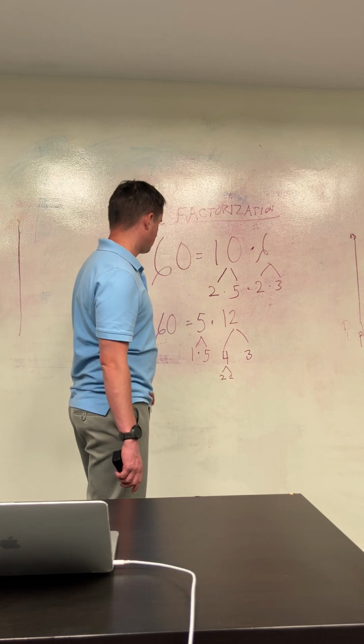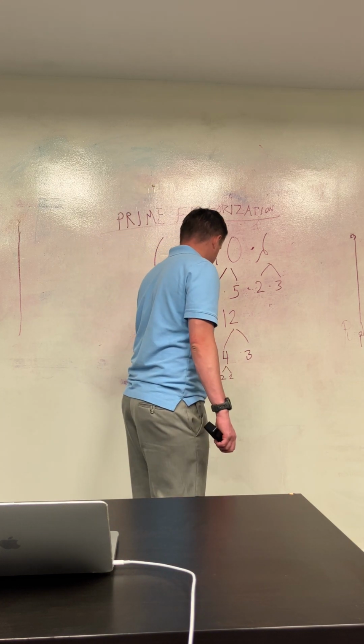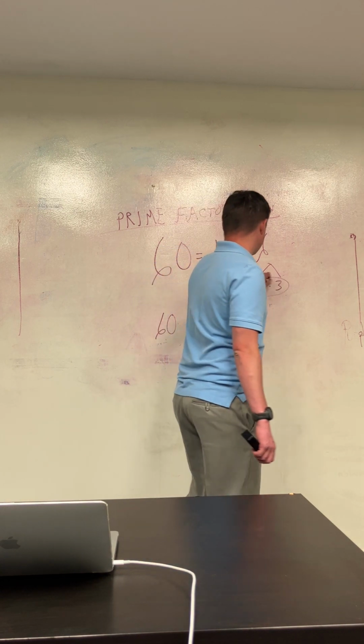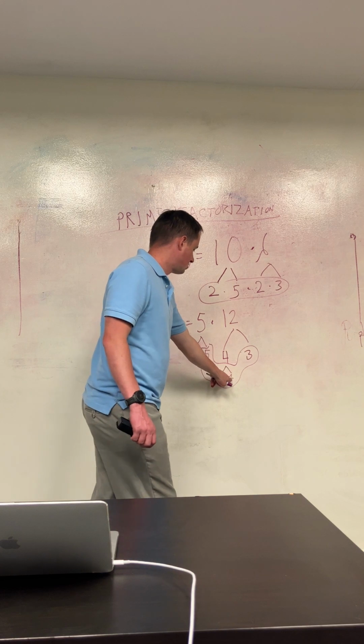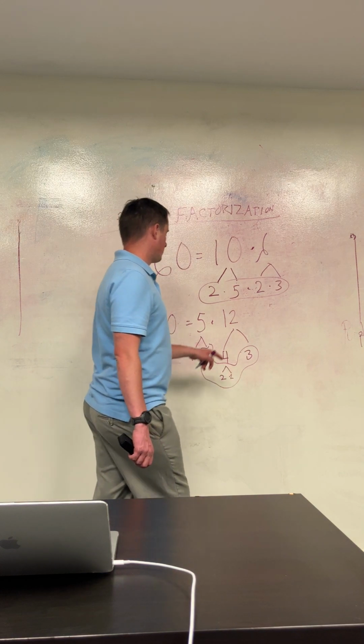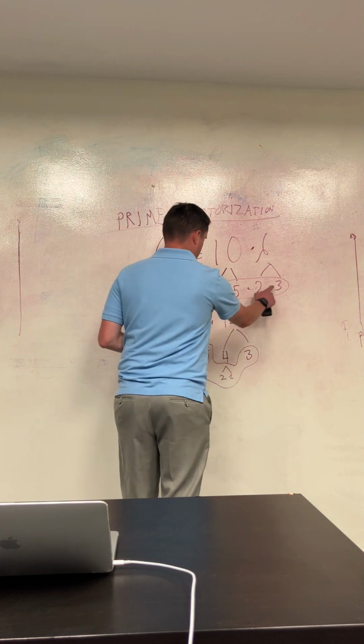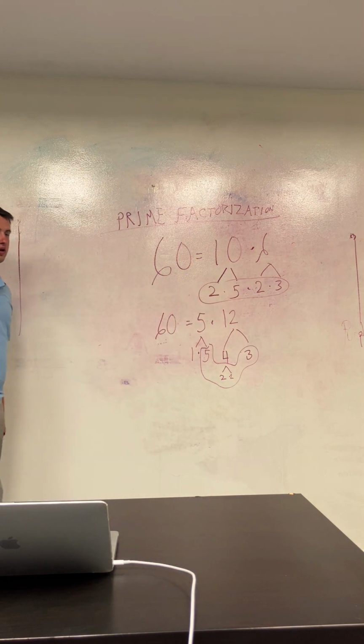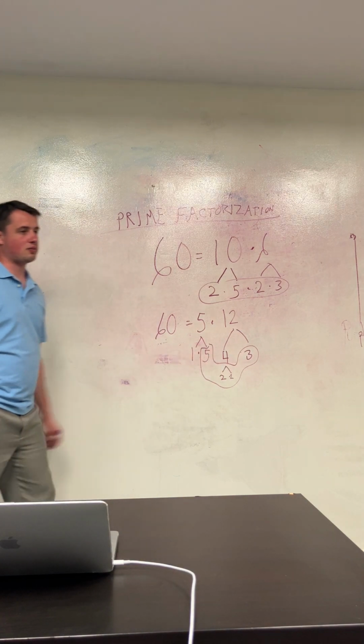So you see our prime factorization is these numbers and these numbers. We've got 2 2's, we've got a 3, we've got a 5. We've got the same thing on both of them, no matter how we went at it. It's the same prime numbers we end up with.